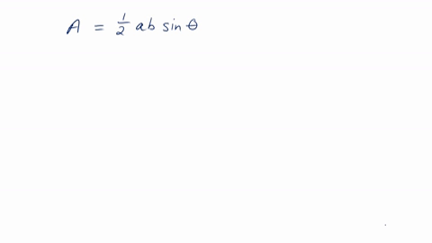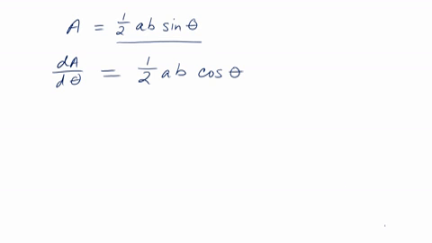And using implicit differentiation, we will differentiate both sides of this equation with respect to theta. So on the left-hand side, the derivative with respect to theta of A is just dA over d theta. And over on the right-hand side, when we differentiate with respect to theta, 1/2 AB is treated as a constant. So we would simply get 1/2 AB times the derivative of sine theta with respect to theta, which is cosine theta.